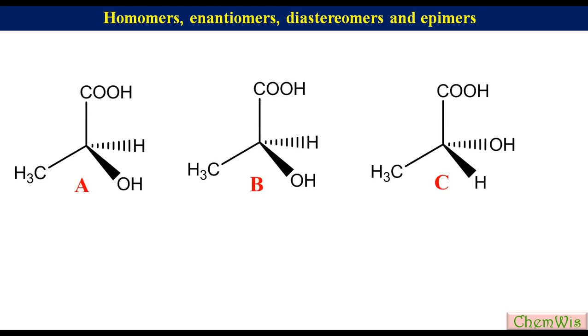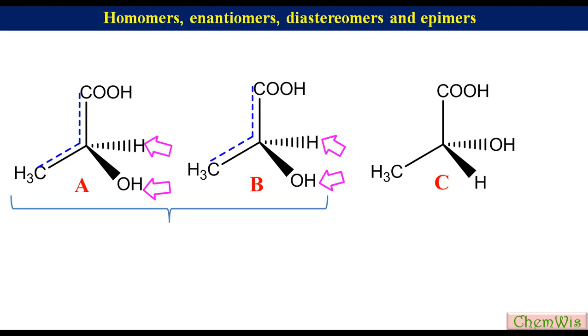Now, let's have some examples to identify the relation between stereoisomers without knowing absolute configuration. Suppose we have three structures A, B and C and we have to find a relation among them. Let's first find the relation between A and B. The orientation of parent chain is the same in A and B. If we look at the orientation of OH and H, these are also the same. So, A and B are the homomers.